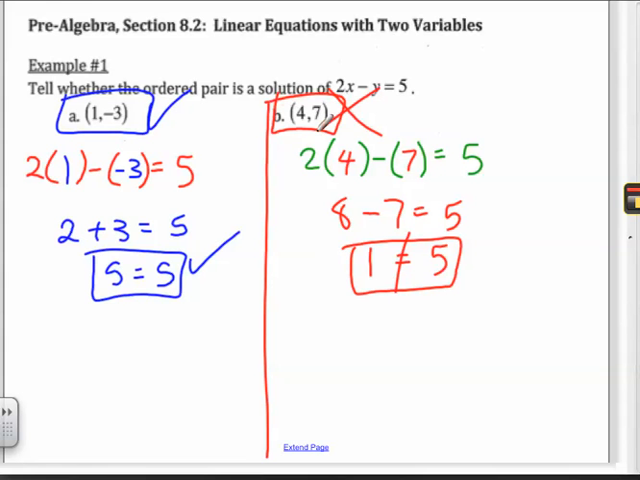That's all it asks us. Find out if this is a solution. We plug it in and see if it's true. If it's not true, it's not a solution. Great job, guys. See you at the next example.